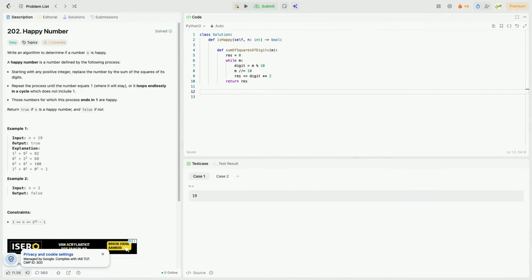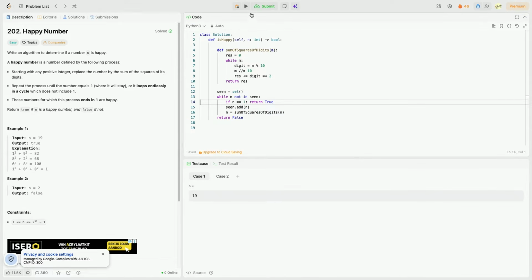Now, to be able to detect a cycle, we have to keep track of the numbers that we computed. So what we could do is have a set, and then we do the loop. So while n not in seen, we check if n is equal to 1, right? Then it's a happy number. Return true. Otherwise, we add our number to our seen set, and we update our number by computing the sum of the squares of its digits. Then at the very end, we just return false when n was found in seen.